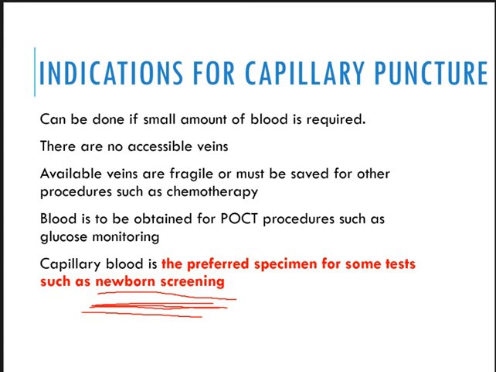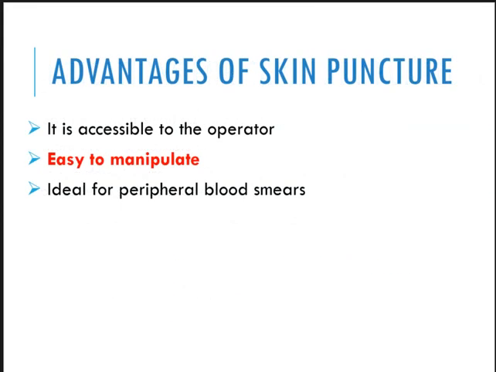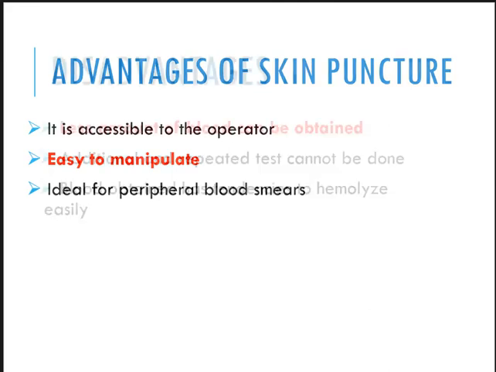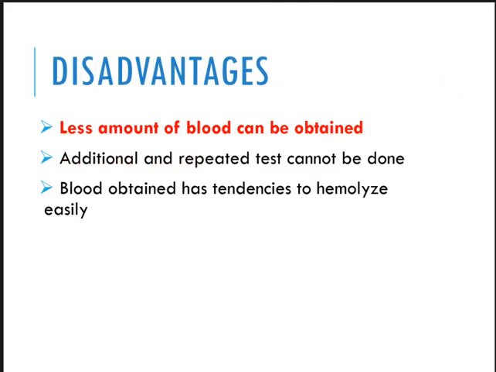Now, next, we have our advantages of skin puncture. So, we have three advantages. It is accessible to the operator, it is easy to manipulate, and it is ideal for peripheral blood smears. Okay? And then for the disadvantages, we also have three. It has less amount of blood. Additional and repeated tests cannot be done, okay, because the volume of blood is small, so you cannot repeat testing. And blood obtained has tendencies to hemolyze easily.